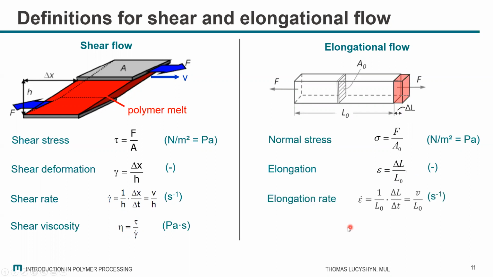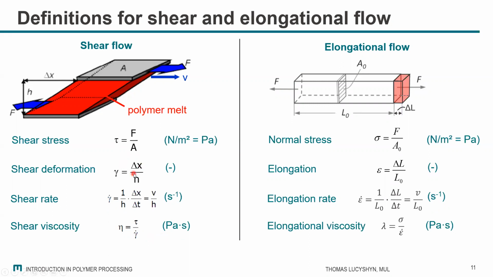And here again, we can define an elongation rate. So how fast is this elongation happening, indicated with this dot. Epsilon dot is elongation per time. So once again, delta L by L0 is the elongation per time step delta t. That's once again the speed of pulling divided by the initial length. The unit, by the way, I forgot before also, is second to the power of minus 1, which means 1 by second, so reciprocal seconds. And also we can define here a viscosity, a resistance against this deformation, which is the elongational viscosity lambda. It's sigma divided by epsilon dot. It's quite analogous to the shear deformation.